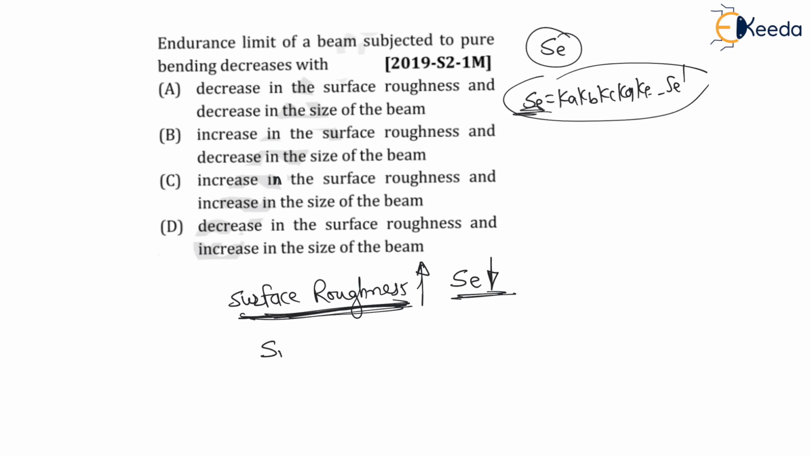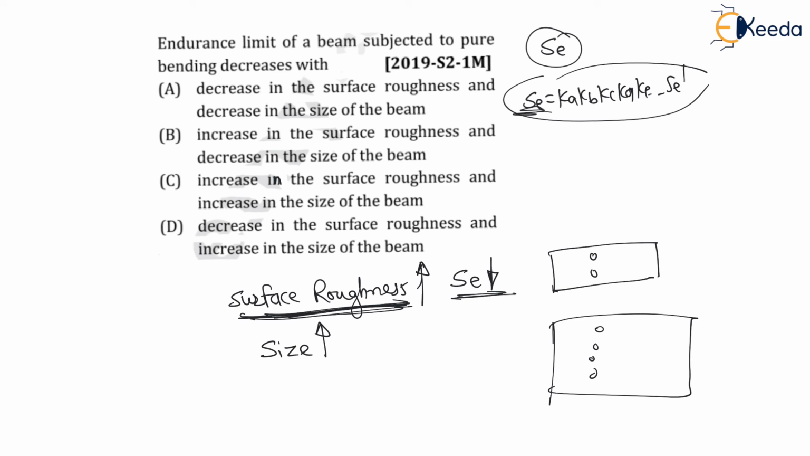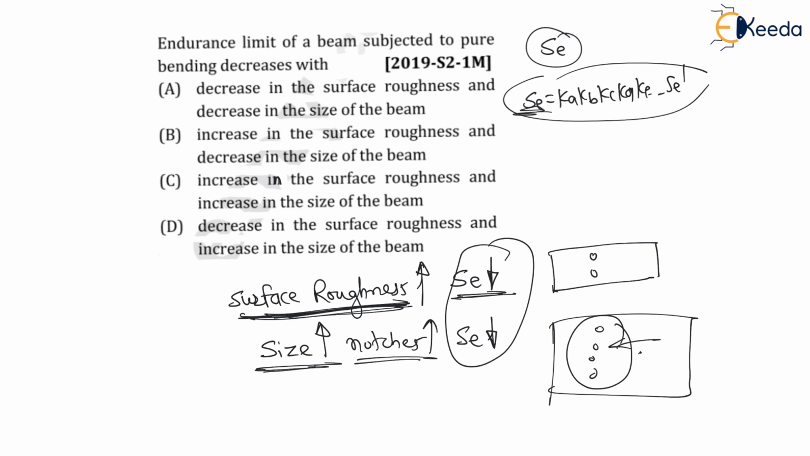Now let us understand for size. Now my dear students, when your size increases, see, for this size let us say there are 2 notches, and if I increase size I will find 4 notches, right? Means when your size increases, the discontinuities or notches present in the diagram increase. Therefore number of notches increases, and as number of notches increases, again stress concentration increases and the strength of component decreases. So my dear students, for decreasing the strength, the surface roughness as well as size is increasing.